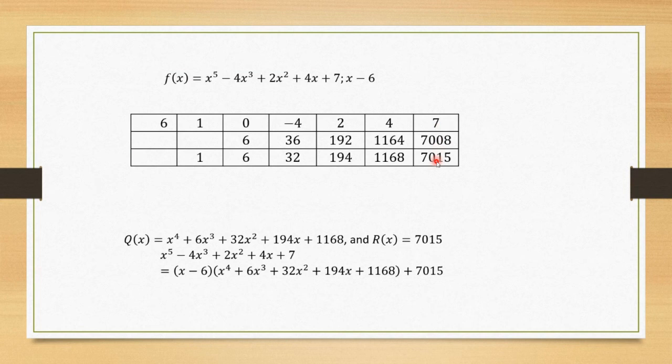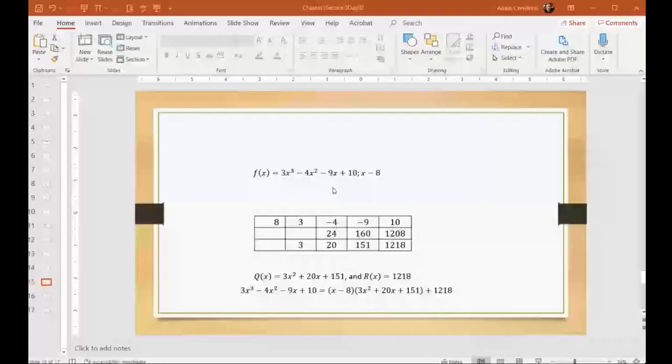From here, we have our quotient, I mean, the coefficients of it. It's degree 4, 1 degree less. We have x to the 4, 6x cubed, 32x squared, 194x, 1,168. Here's our remainder. Using the division algorithm, writing it in the last form, our original polynomial is x minus 6 times the quotient, as you can see, plus our remainder. I think we're actually out of time now, but I hope that was better.